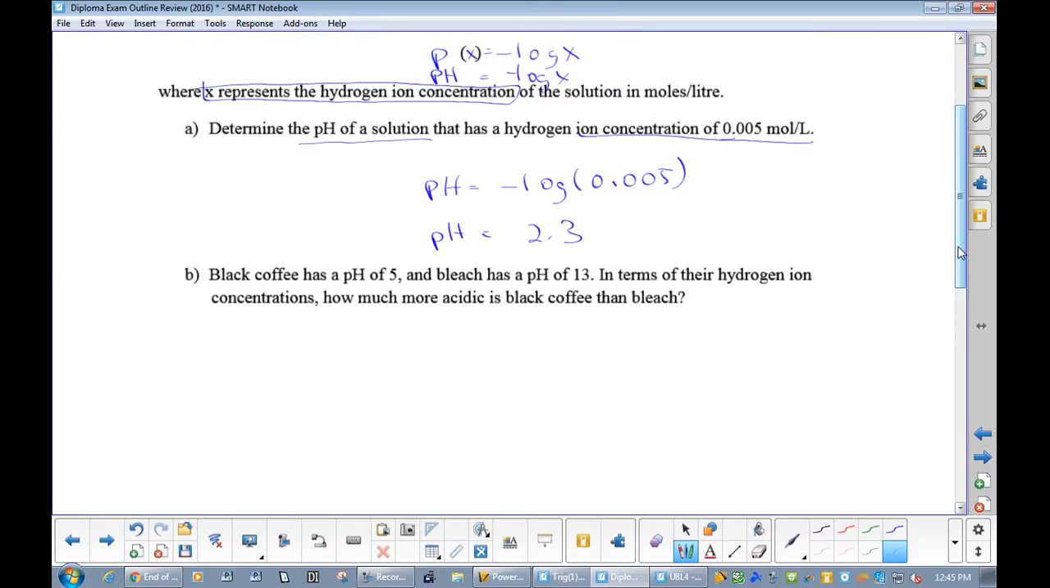Now, black coffee has a pH of 5 and bleach has a pH of 13. In terms of their hydrogen ion concentrations, how much more acidic is the black coffee than the bleach? Do you guys remember what the 5 really stands for? It stands for the exponent. So it means 10 to the 5, and bleach is 10 to the 13. Remember, since they're the same base, what do you do with the exponents? You subtract, that would be 10 to the negative 8.